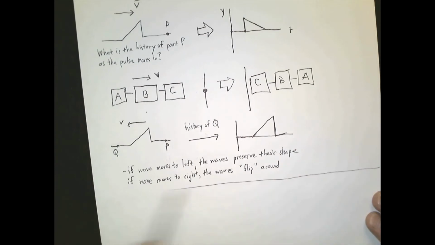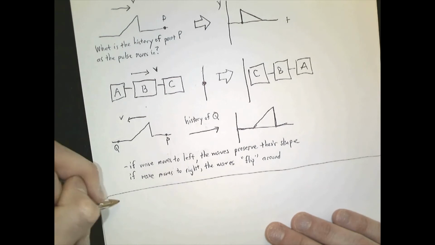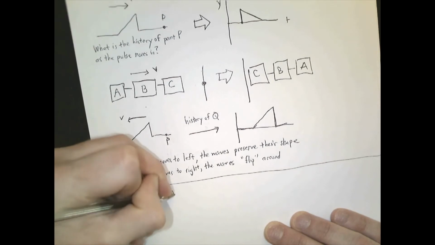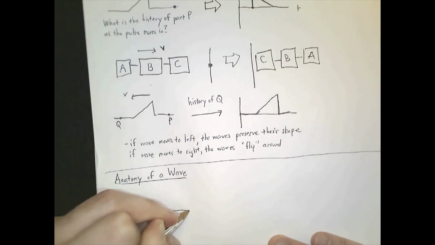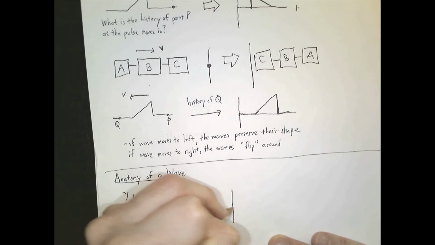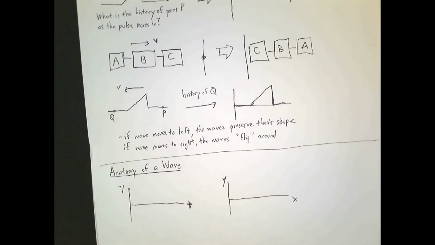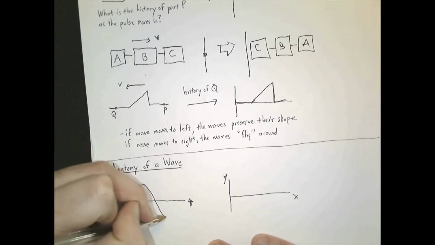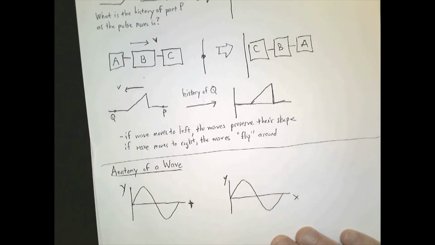All right. We've talked about how to represent waves. Our next step is going to be the anatomy of a wave. What structure does it have? To do this, let's take a look at both a history and a snapshot graph, because you can get different elements of the wave from each of these graphs. So here is our history graph. Here is our snapshot graph.